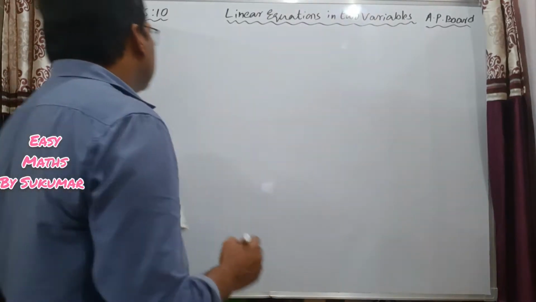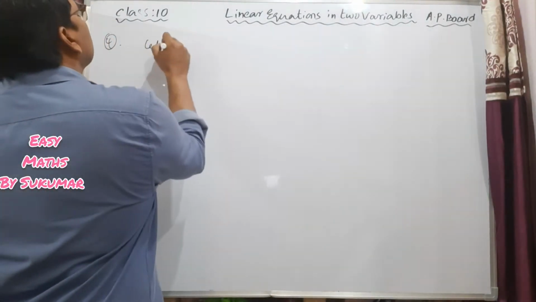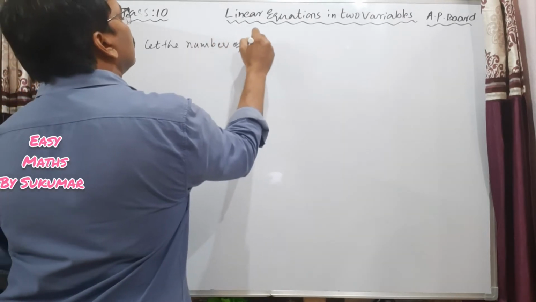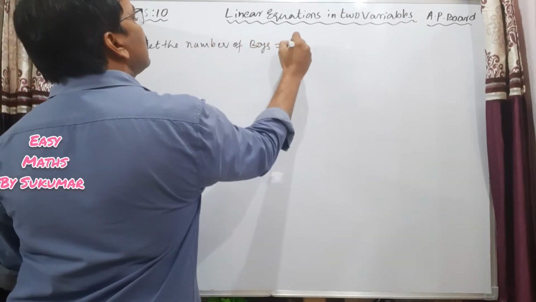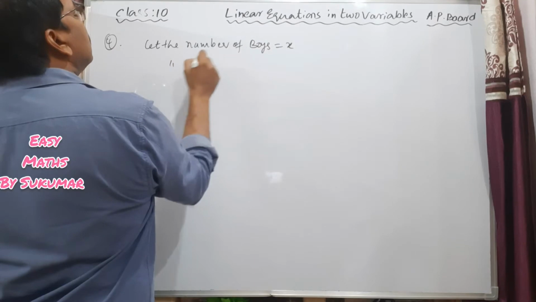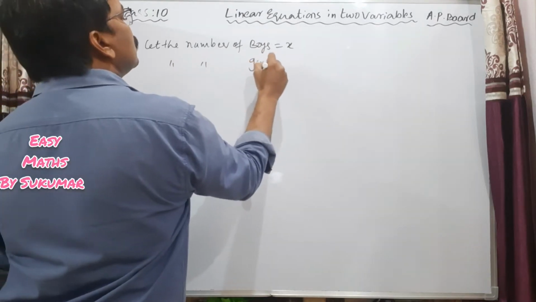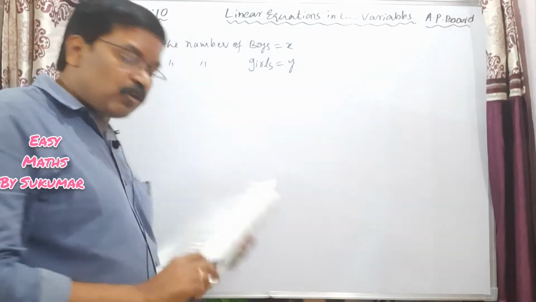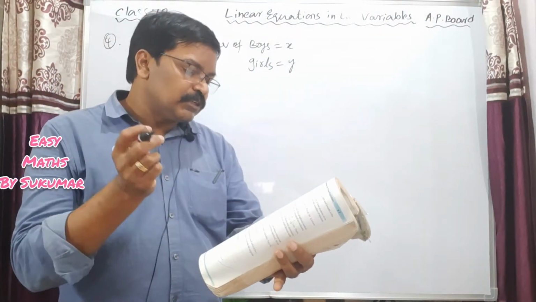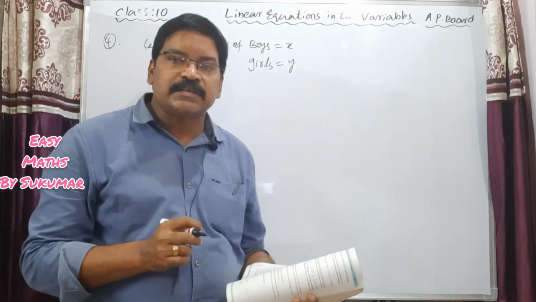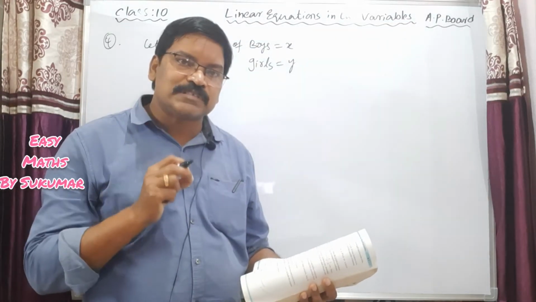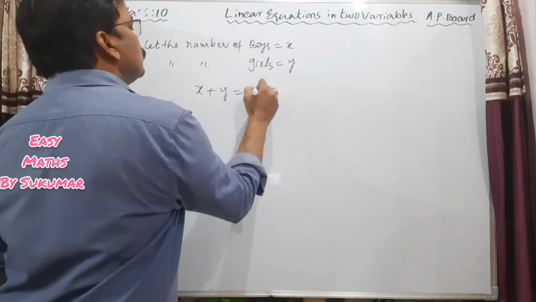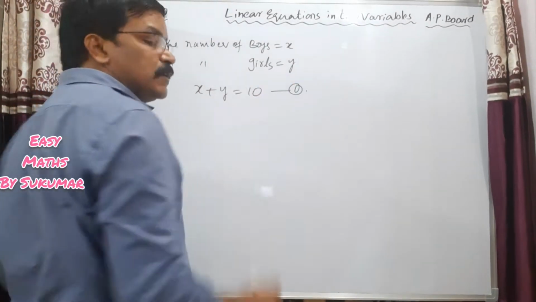Here, let the number of boys be equal to x and the number of girls who took part in the quiz be equal to y. According to the problem, the total students who participated in the mathematics quiz is 10. That means x plus y is equal to 10. So this is equation number 1.